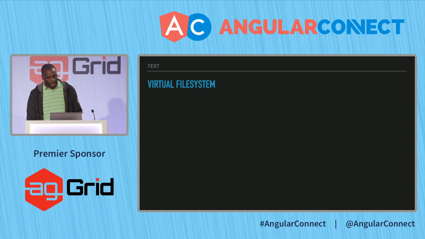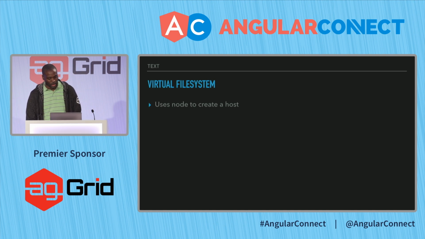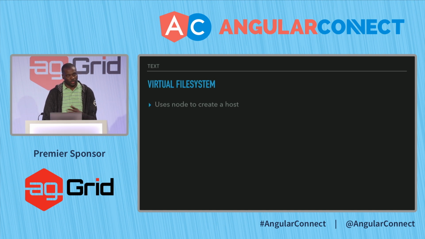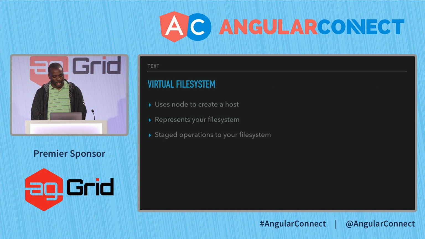Also talked about the virtual file system. I said it uses Node underneath to create like a host system so that it's not applying changes directly to your system as it's running. And it also represents your file system, like I said, virtually, that you can operate on, and has those stage operations that you can chain together to perform multiple things.